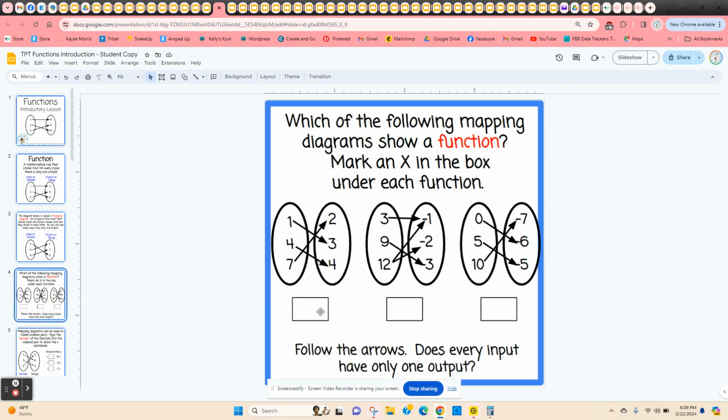On the next slide, students are going to determine whether these are functions. So they want to look and see whether every input has only one output. This first diagram is a function. The second diagram is not, because 12 has two different outputs. And the third one is a function.